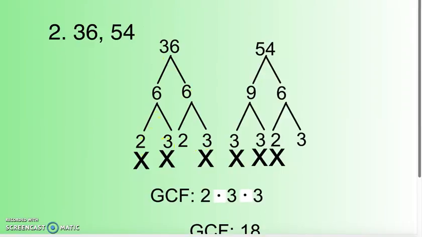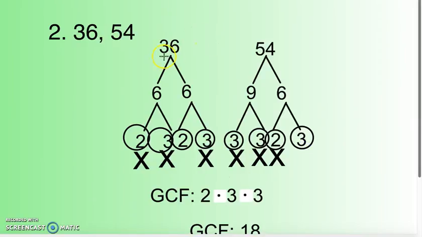Then at the end, I'm going to put a circle around this one, circle around that one, circle around this one, circle around that one. These are all prime numbers, and I know I'm going to stop. Once they're circled, I notice that there's a 2 here and a 2 over here, so I'm going to put an X on it. There's a 3 here and a 3 here, so I'm going to put an X on it. There's another 3 and another 3, so they both share 2 3's, and so I'm going to put an X on those as well.